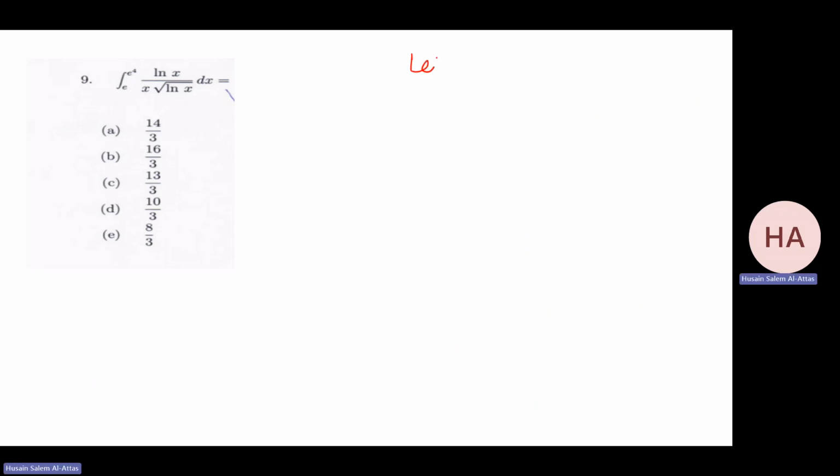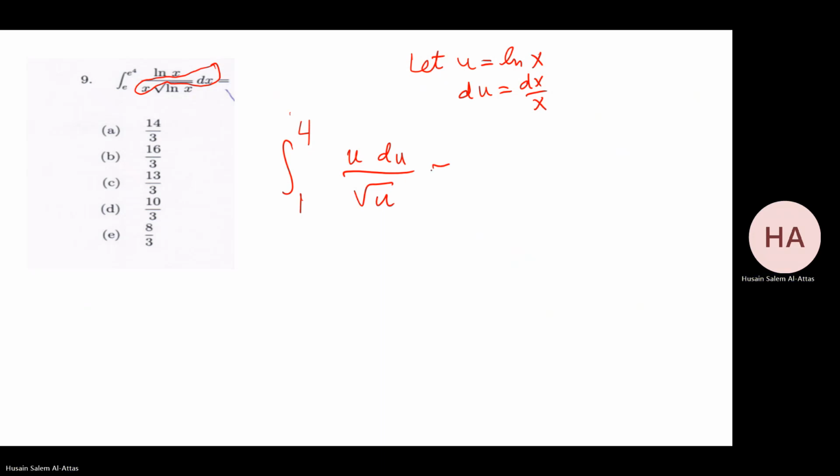Now, if you look, I can let u equal ln x, and this will be my du. So du will be dx over x. So this integral will be what? First, I change the limit of integration. Ln e will be 1. E to the power 4 will be 4. We have u du over square root of u. And that will be what?